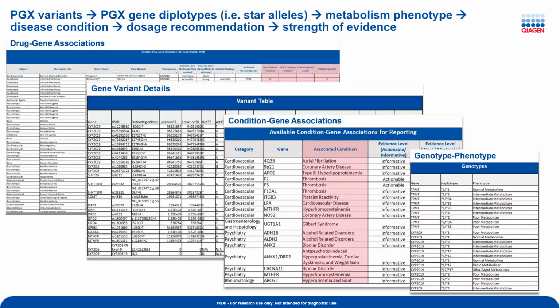Within this comprehensive content, there are several views of how variants within pharmacogenomic genes are associated with gene diplotypes, otherwise known as star alleles, drug metabolism phenotypes, disease conditions treated by an associated drug, recommendations for altering drug dosage, and the strength of the evidence for this association.